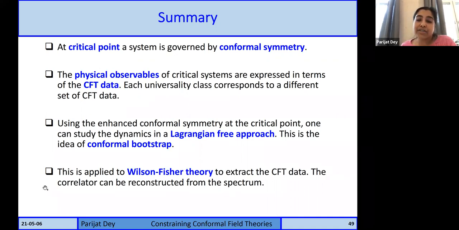Now we use the enhanced conformal symmetry at the critical point, and we study it in a Lagrangian-free approach. And this is the idea of conformal bootstrap. So we use only self-consistency constraints.